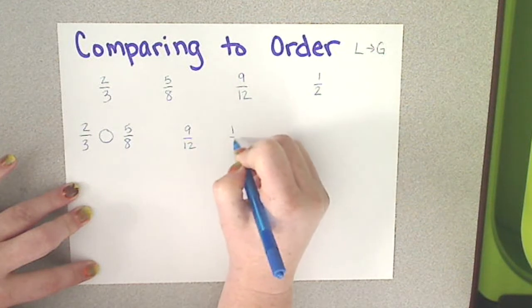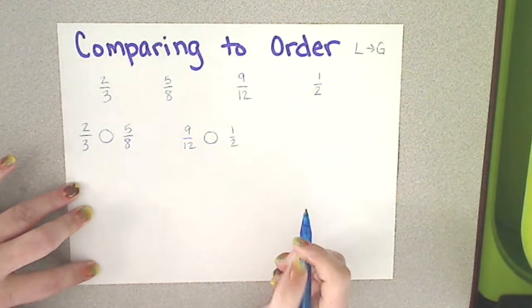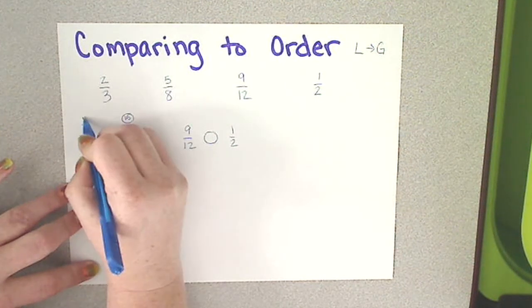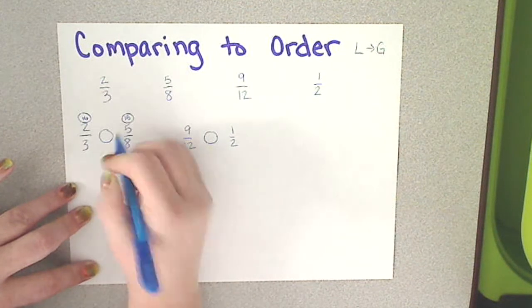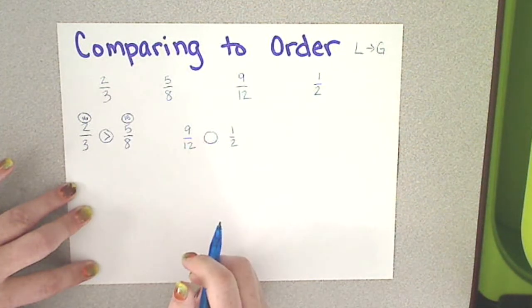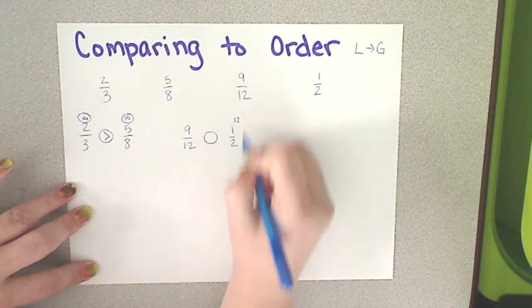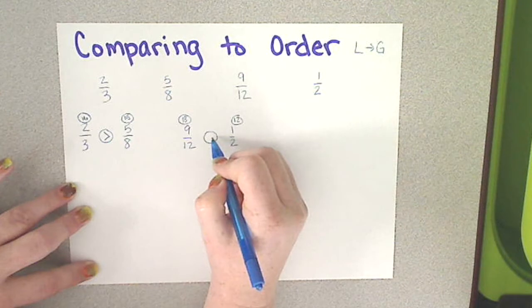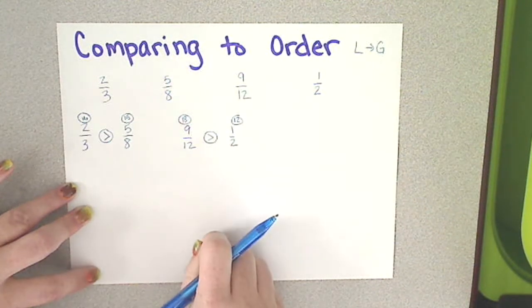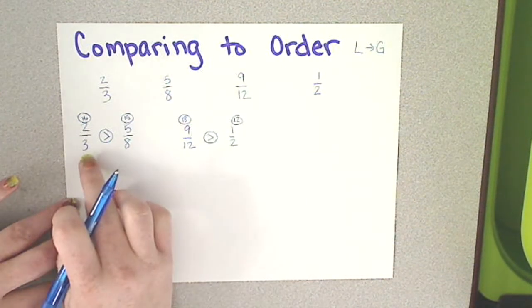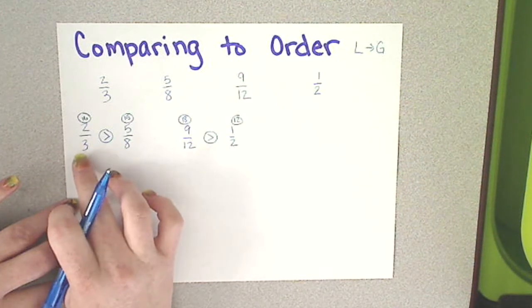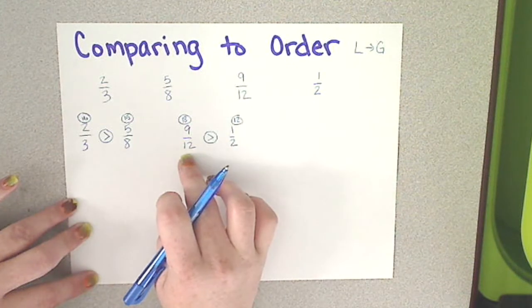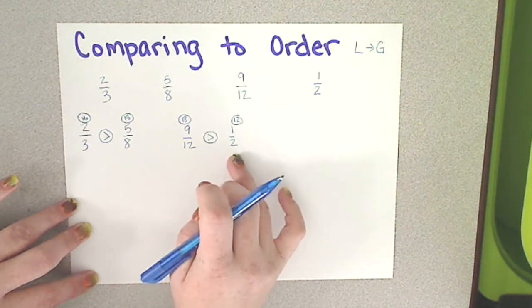9/12 to 1/2. Okay. 3 times 5 is 15. 8 times 2 is 16. That means that 2/3 is greater than 5/8. 12 times 1 is 12. 2 times 9 is 18. That means that 9/12 is greater. So now I know that 2/3 is going to come before 5/8, and 9/12 is going to come before 1/2.